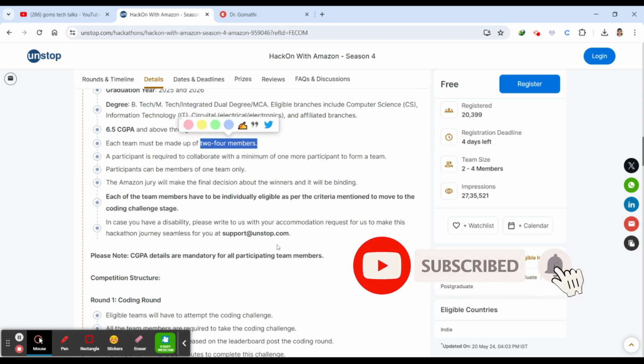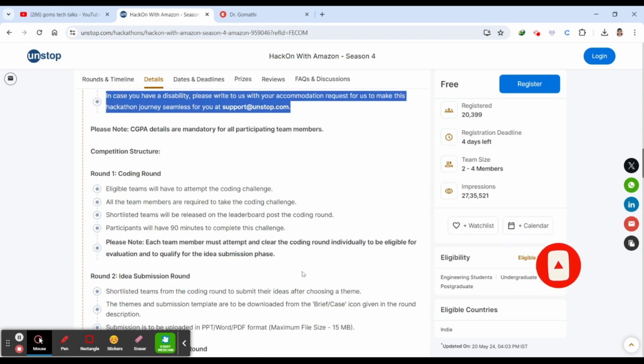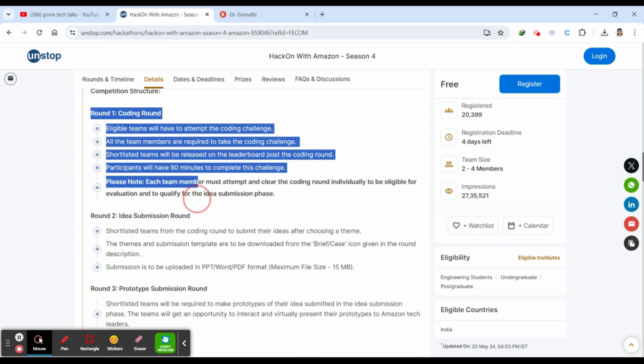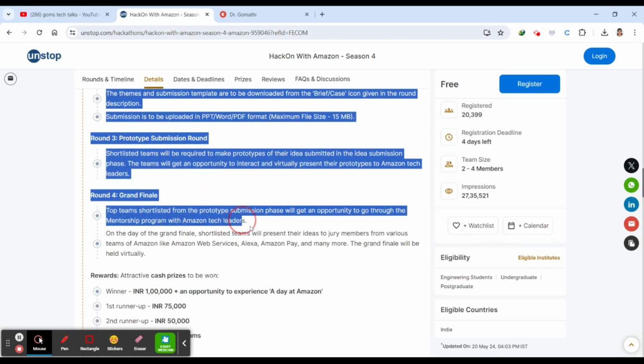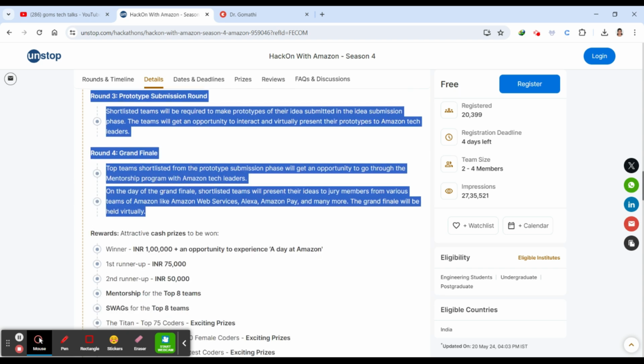You have to go through the complete details like eligibility criteria and everything, and they have also mentioned 4 rounds here. You can see that. They also have some specific themes and everything, so you can find that.